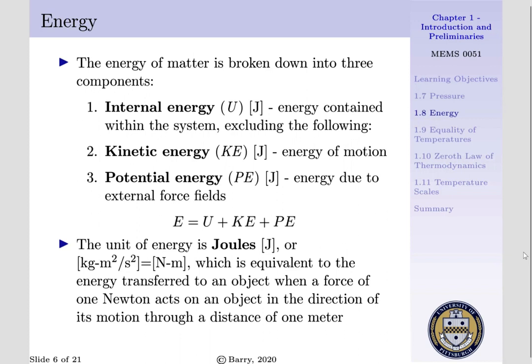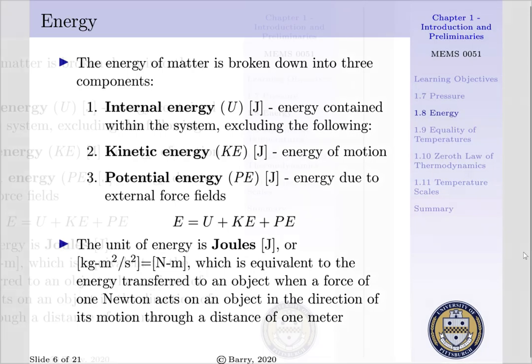Now, our total energy, E, is equal to the sum of our internal energy, our kinetic energy, and our potential energy. Our unit of energy is joules, which is a Newton meter, or represented in base units is kilograms meter squared per second squared. And this is equivalent to the energy transferred to an object when a force of 1 Newton acts on this object in the direction of its motion through a distance of 1 meter.